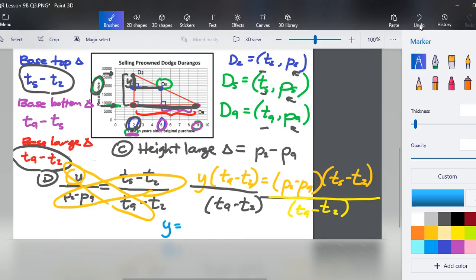And our final answer to find the height of that small triangle is, and I know it looks crazy, y is going to be P2 minus P9, which was this over here, the height of the large, times T5 minus T2, which is right here, the base of the small, or the one at the top, however you've labeled it, over T9 minus T2, which is the base of the big one. This is a really good time to hit pause and go think back through this information to make that make sense, but we're not done, because this just found the number for this height.